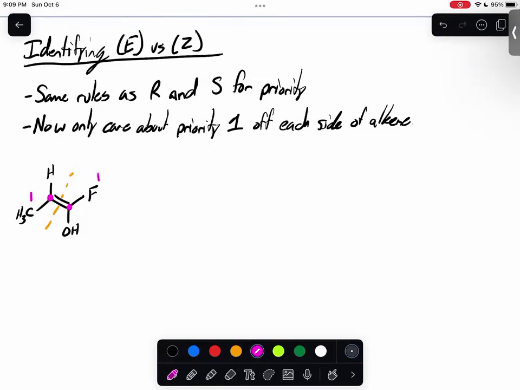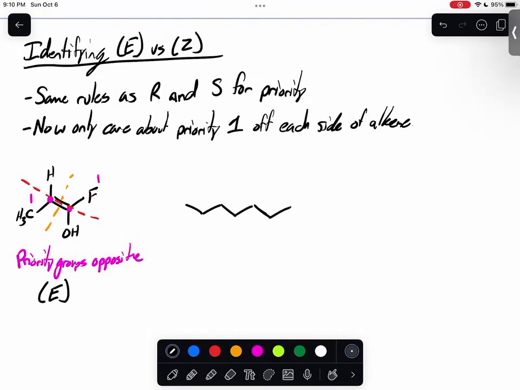So, where are these groups in comparison to one another? Now we're looking down the alkene by this red bisector, and we see that they are on opposite sides, right? The CH3 is below, the F is above, so that tells us that the priority groups are opposite. And if the priority groups are opposite, that is an E alkene, right? Because remember, if they were on the same side, it would be a Z alkene. So let's take a look at another example.